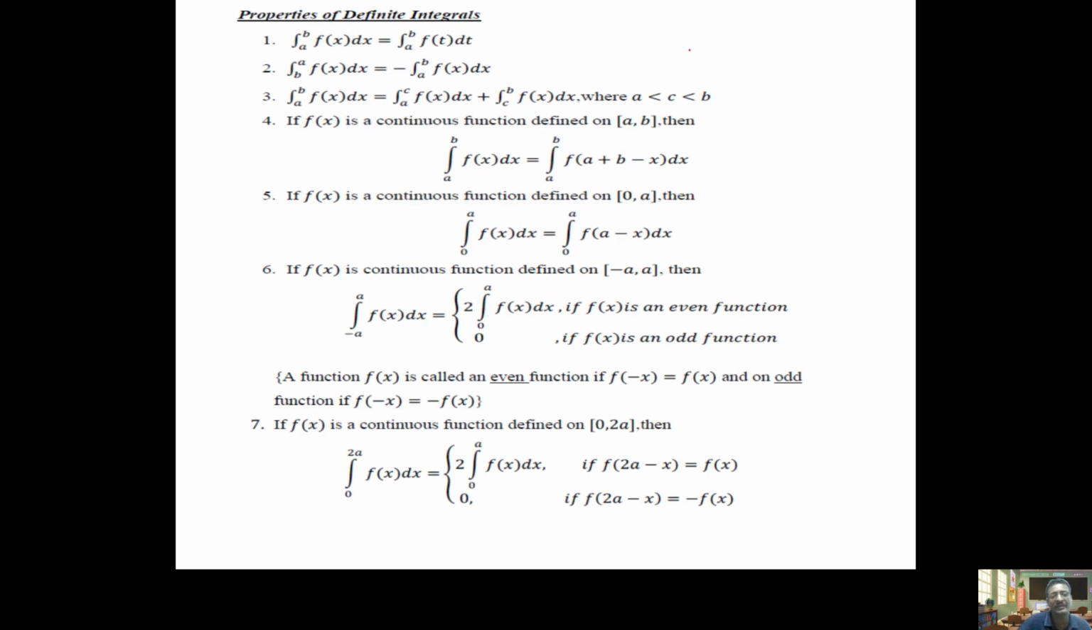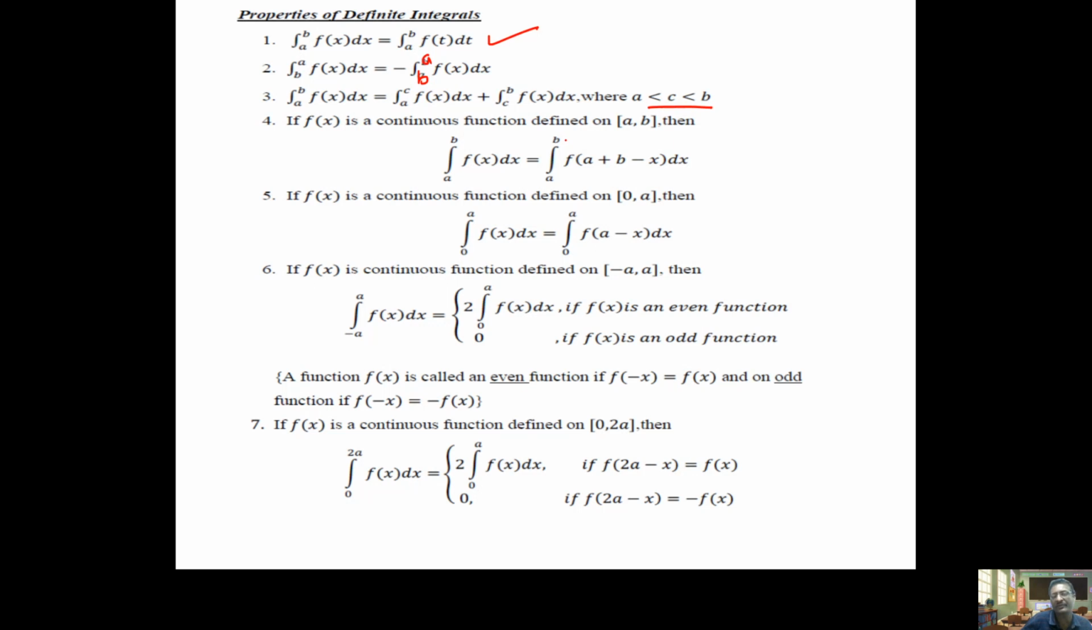Integral a to b f of x dx is equal to integral a to b f of t dt. That means this is independent of variable. If you are writing x, or t, or y, whatever it is, it is independent of variable. Integral a to b f of x dx is equal to minus integral b to a f of x dx. Integral a to b f of x dx is equal to integral a to c f of x dx plus integral c to b f of x dx, where a less than c less than b.